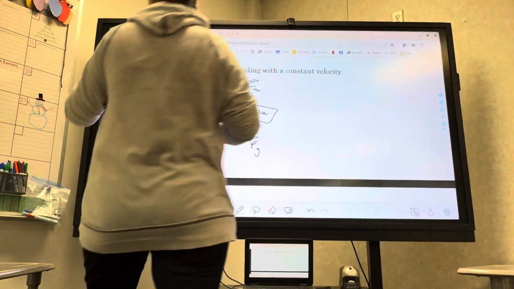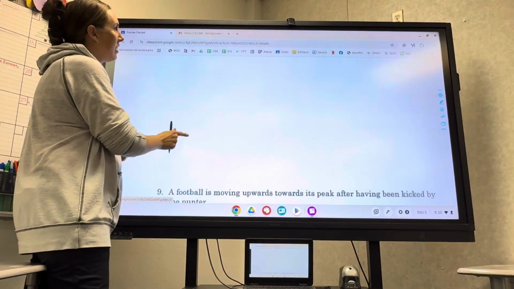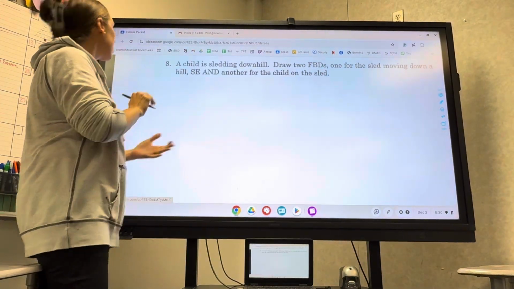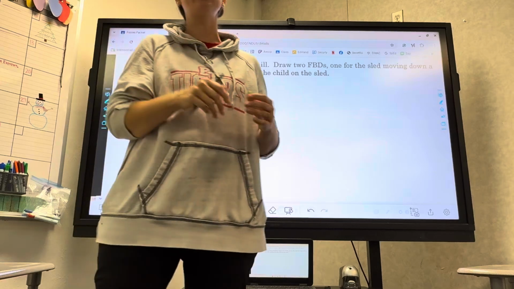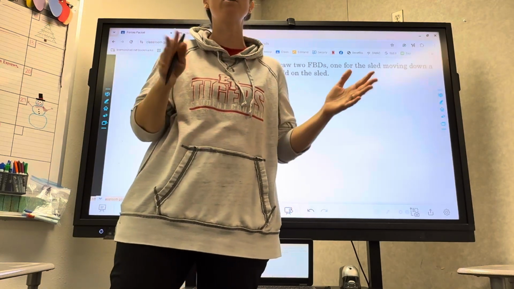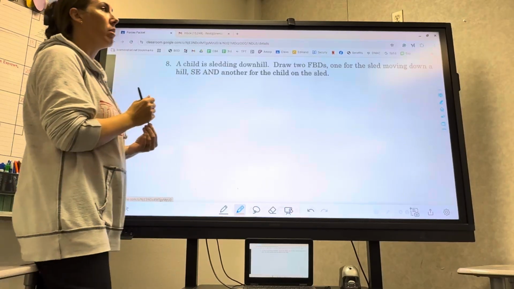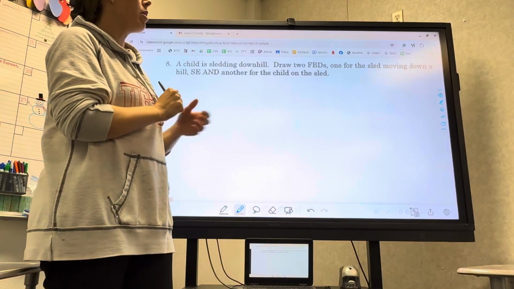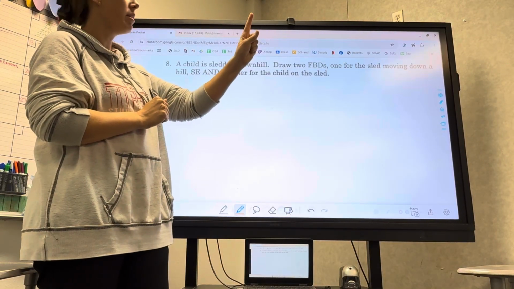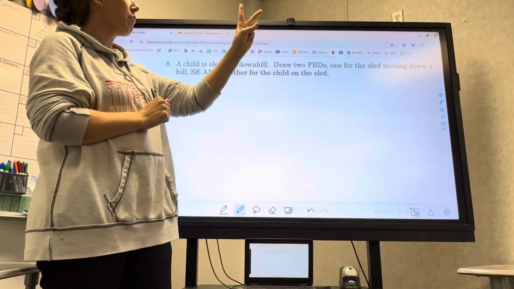Okay, almost done, almost done. We got 3 more. Okay, this is going to be the hardest one. You will have one like this on the quiz where I'm not trying to trick you, but you really got to think about it. So, a child is sledding downhill. Draw a free body diagram, one for the sled and another for the child.